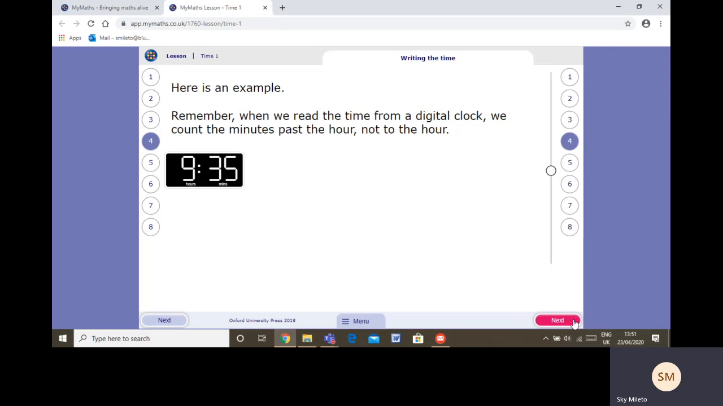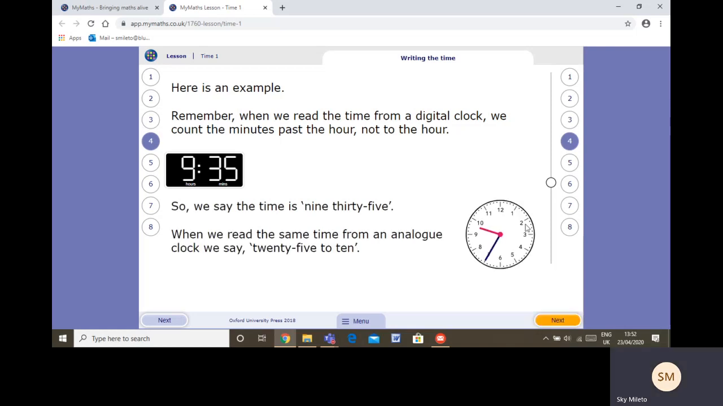If someone showed me this clock and said, what time is it, Miss Meta? I would probably answer 9:35, because I'm reading from the left to the right. I'm not going to read the minutes first and then the hour. However, if I saw it on the wall and someone said, what's the time, Miss Miletto? I would probably look at the minute hand first and see it's on the 7 and say 25 to 10.